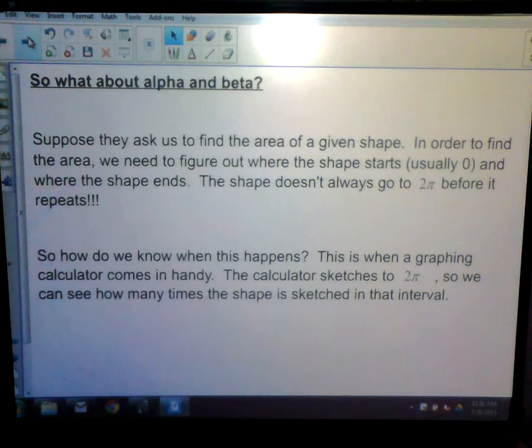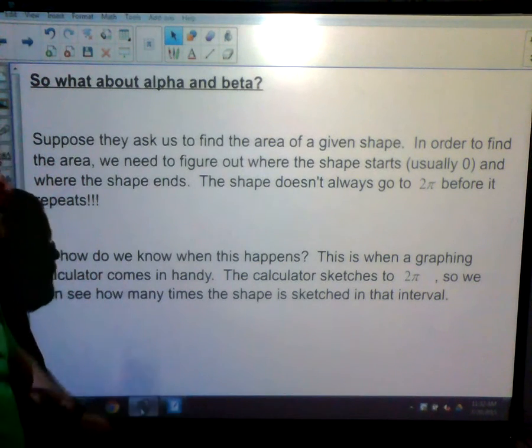How do I find those two angles, alpha and beta? Suppose they ask us to find the area of a given shape. We need to figure out where the shape starts, it's usually 0, and where the shape ends. It doesn't always go to 2 pi before it repeats. So how do we know when this happens? That's when a graphing calculator comes in handy. The calculator sketches the 2 pi, so we can see how many times the shape is sketched in that interval.